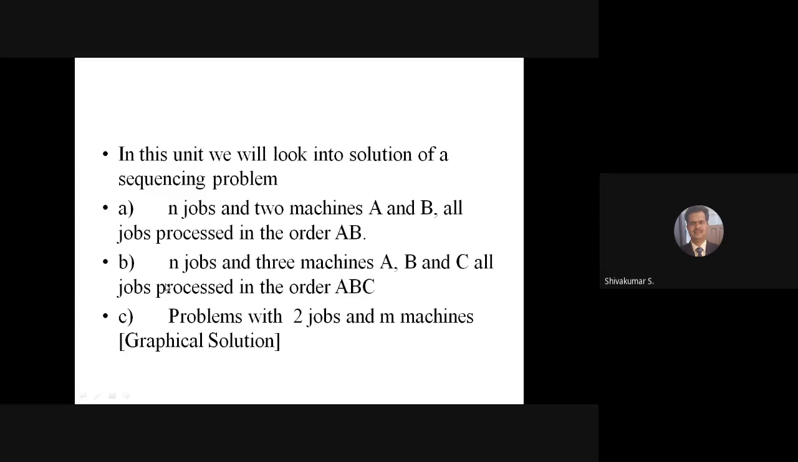So these three we are going to take in unit number 4: n jobs 2 machines, n jobs 3 machines, and 2 jobs M machines.